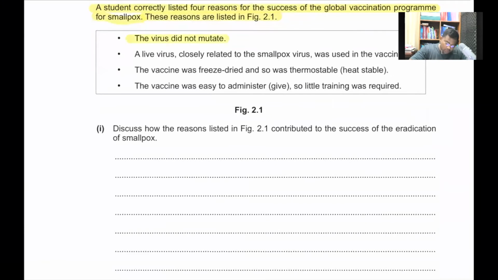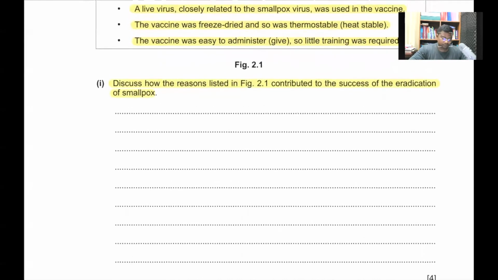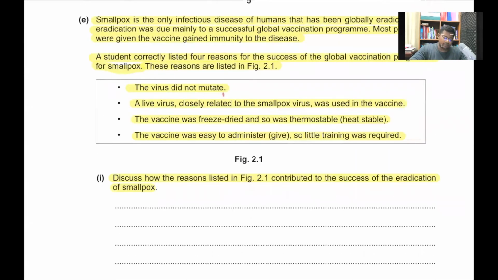The virus did not mutate. A live virus closely related to smallpox was used in the vaccine. Okay, cowpox was used in the vaccine. The vaccine was freeze dried and so was thermostable. The vaccine was easy to administer, so little training was required for giving the vaccine. Now the question says discuss how the reasons listed in figure 2.1 contributed to the success of eradication of smallpox. Since the virus did not mutate, that means the same vaccine could be used everywhere and it could be used for many, many years to come.